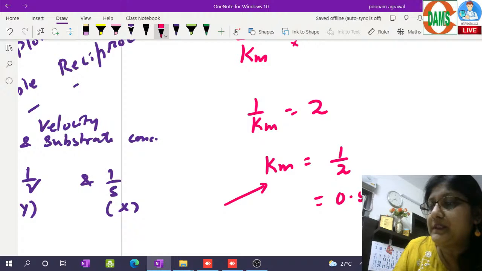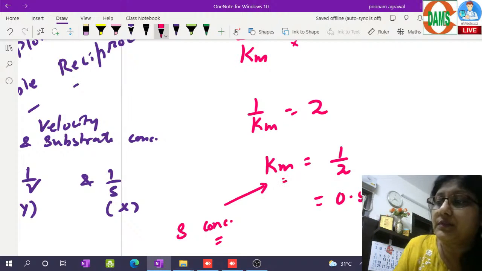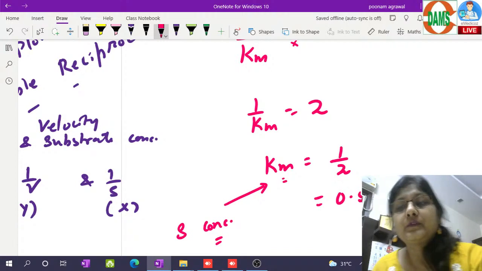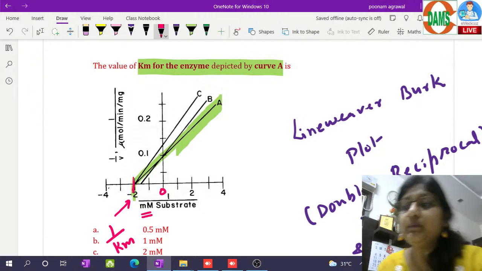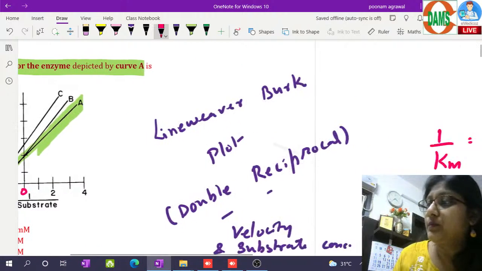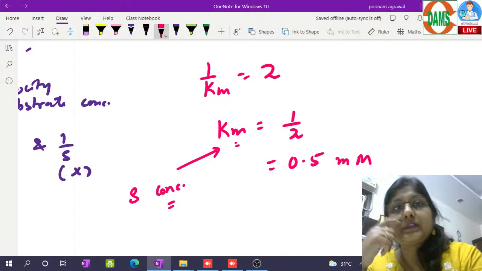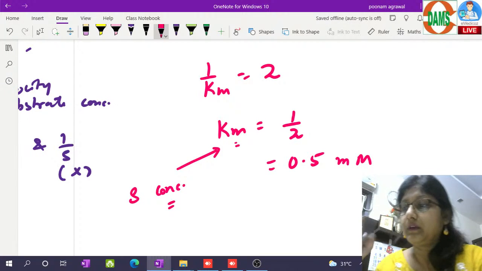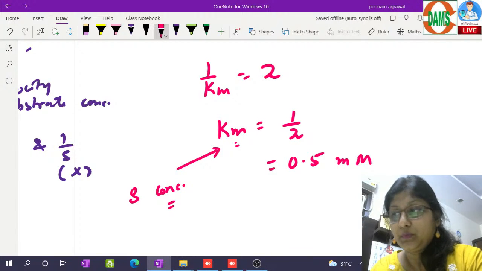So what is Km? Km is the substrate concentration at which velocity is half max. Now if we see this plot, the substrate concentration is represented in millimole units. So of course the Km value also will be represented in millimole. So the 0.5 which we have calculated has the unit millimole, because Km is the substrate concentration only. So Km is going to be 0.5 millimole.